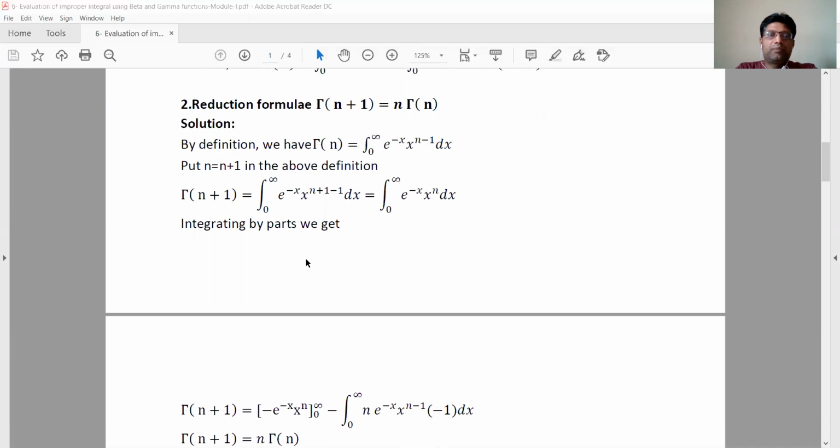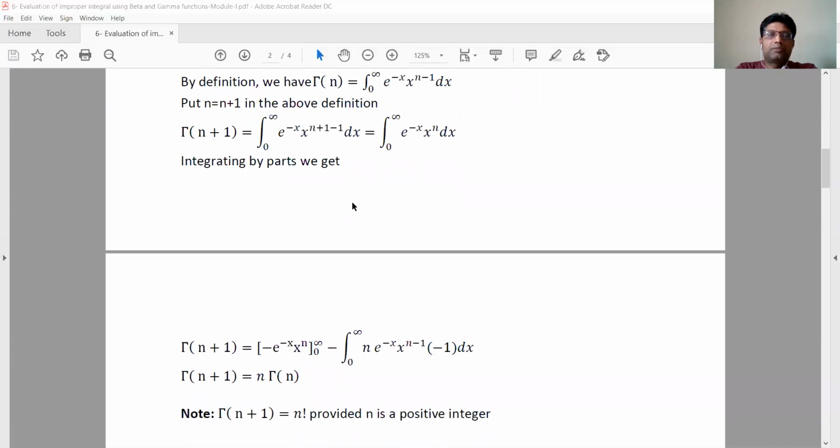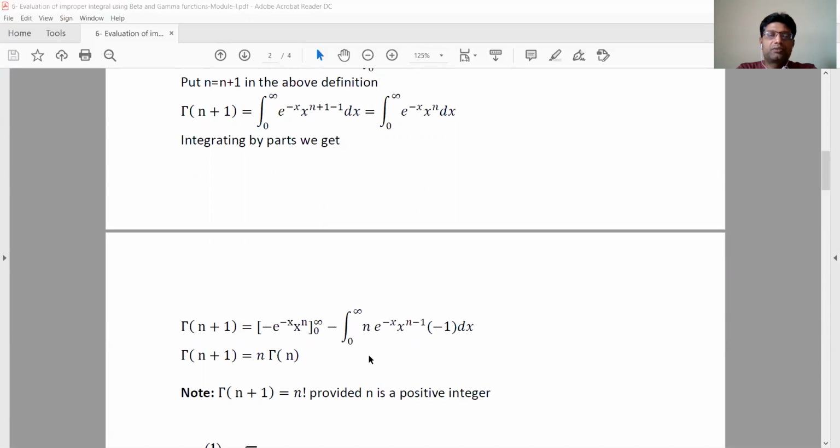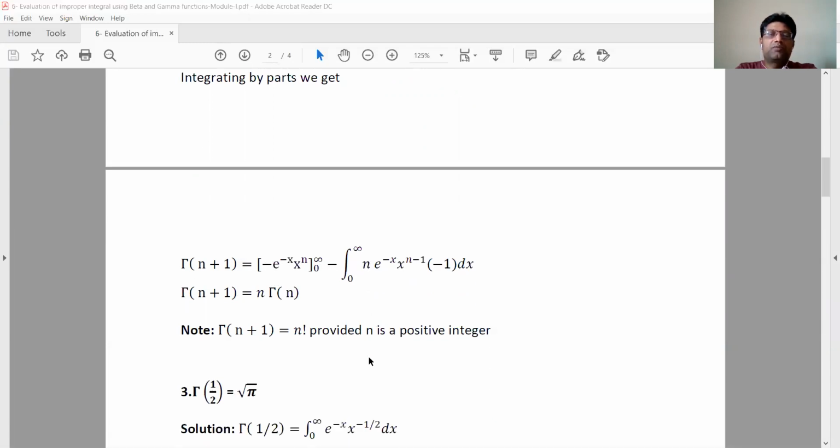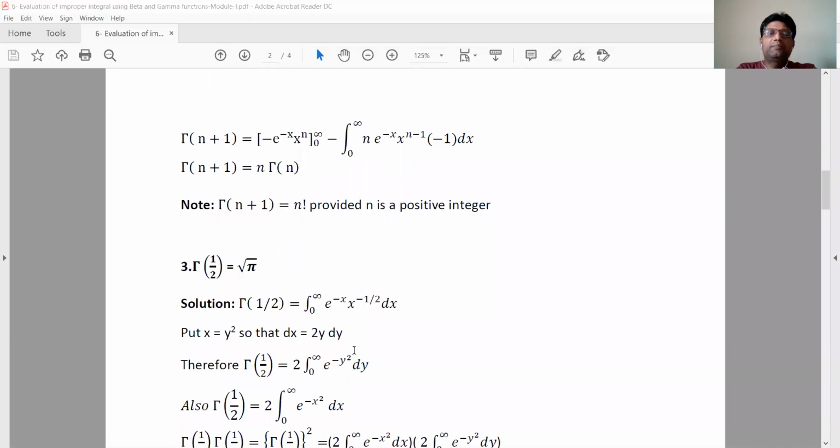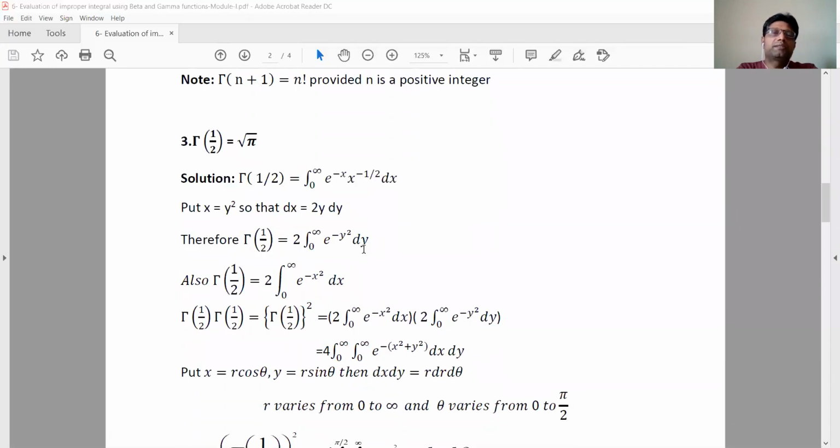So integrating by parts, what we'll get is, if you integrate e power minus x, x power n from 0 to infinity, minus the integral 0 to infinity of n times x power n minus 1 times e power minus x dx. So the first term becomes 0, and this becomes minus of minus, plus n comes outside. This is nothing but the gamma function only. And notice here gamma of n plus 1 is n factorial, provided n is a positive integer.